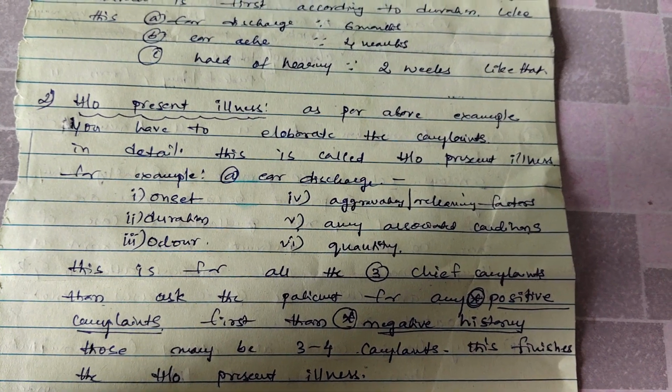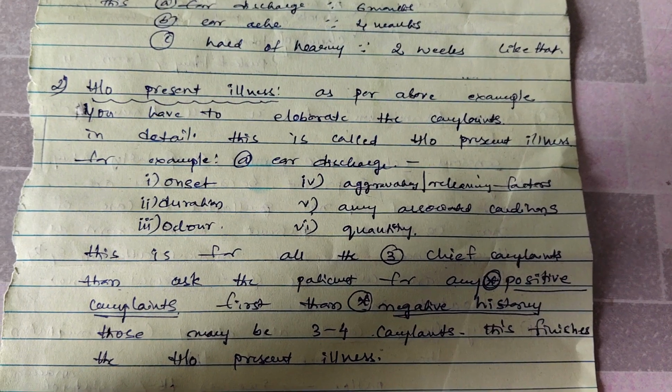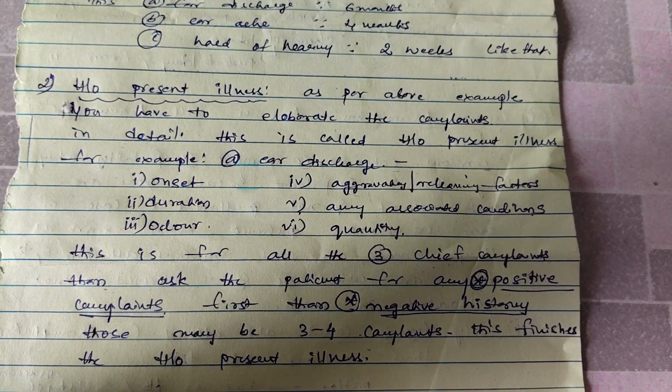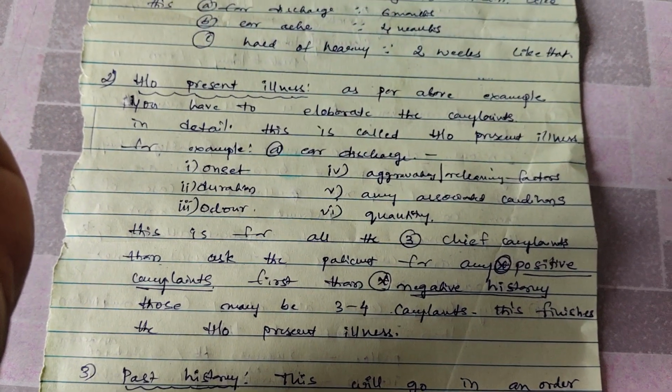So this finishes the history of present illness in three parts. First is the elaboration of the chief complaints, then the positive history, then the negative history, and then comes the past history.